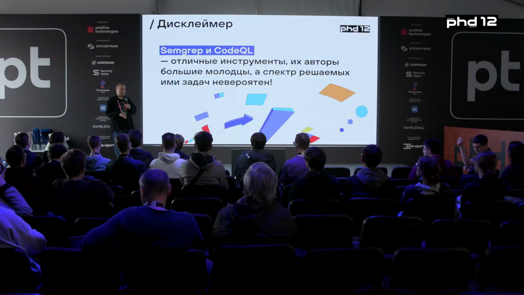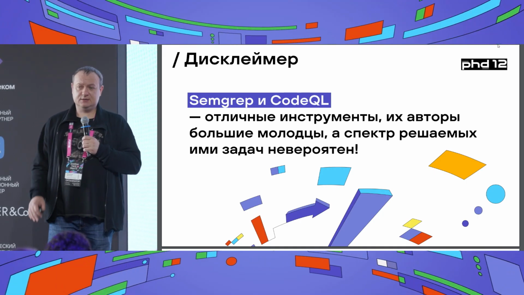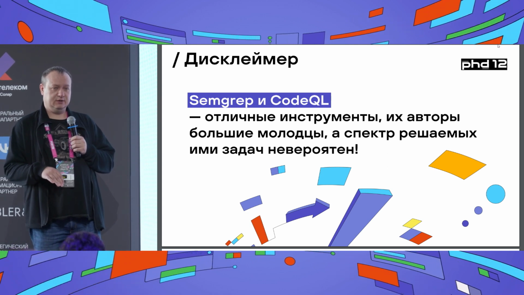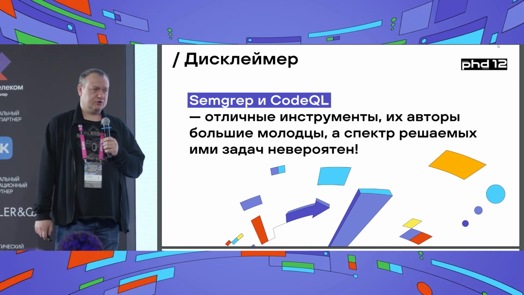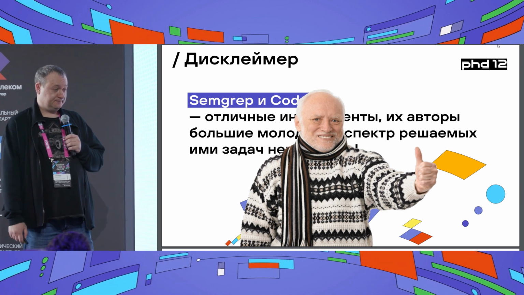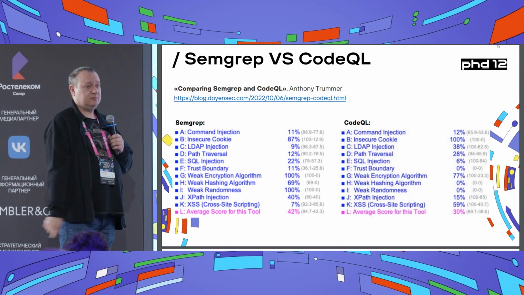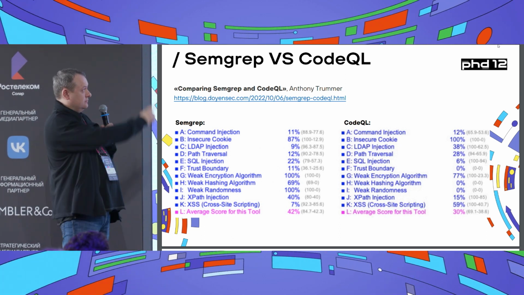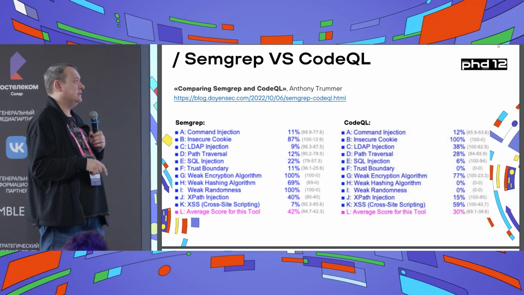Of course, we have to name them. For example, SemGrep, CodeQL, they are excellent tools. Excellent tools. I'm quite serious about it. Any specialist should master those tools. They cannot replace each other in all cases, but this is an excellent article comparing SemGrep and CodeQL. Please read it. Good article, good comparison.